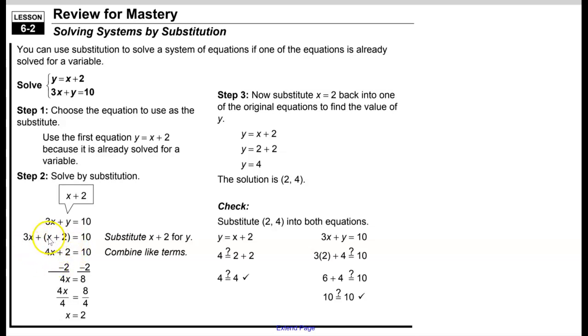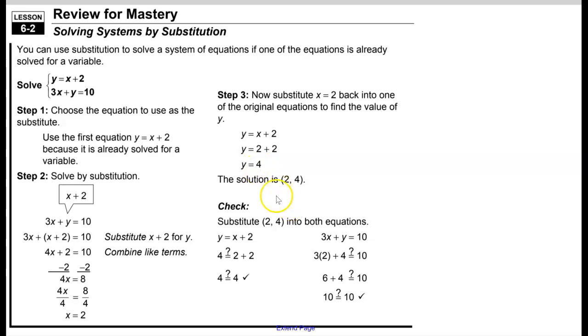Then I just keep simplifying. I get x plus 3x is 4x plus 2. Subtract 2, bring down the 8, bring down the 4x, divide by 4. x is equal to 2. So now I know it's 2. Once you have that, you can plug it back in. You can plug it into either one of the equations, but the easiest one to work with is the first one. So plug in the 2, and you get 2 plus 2 is equal to 4.